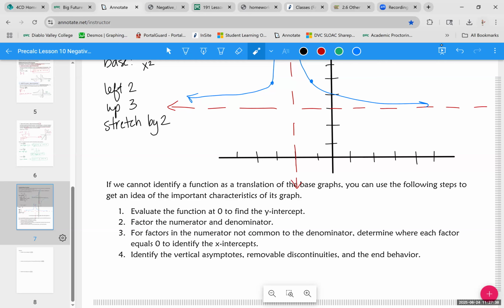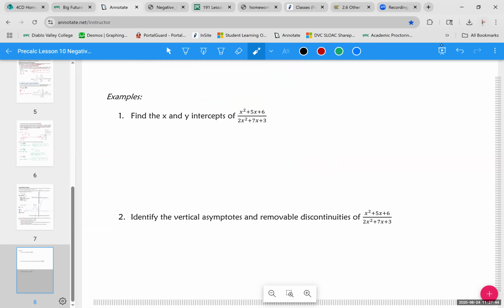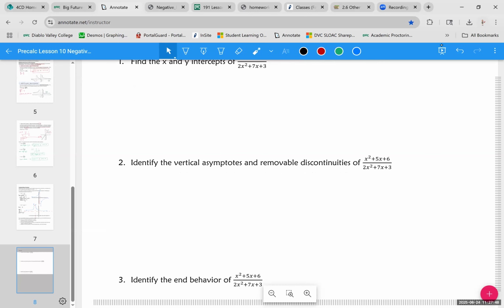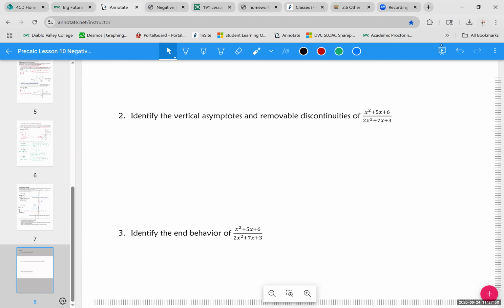I'm not going to be asking you to graph those fully. I'm just going to be asking you those kinds of questions, which you can see here in the last set of examples. I've asked you to find some intercepts, find the asymptotes, identify the end behavior.